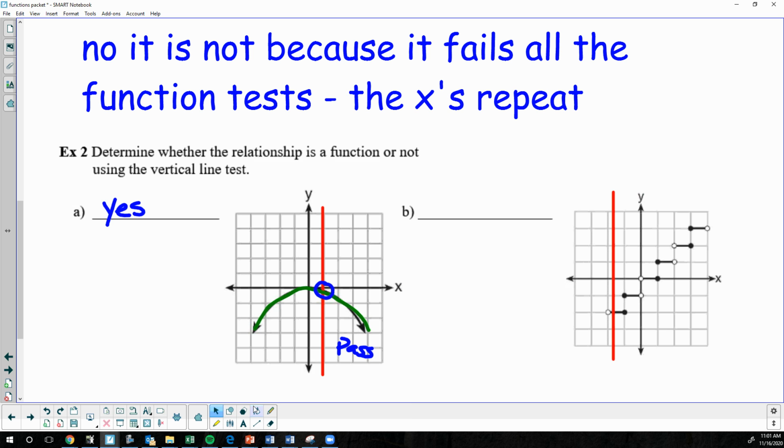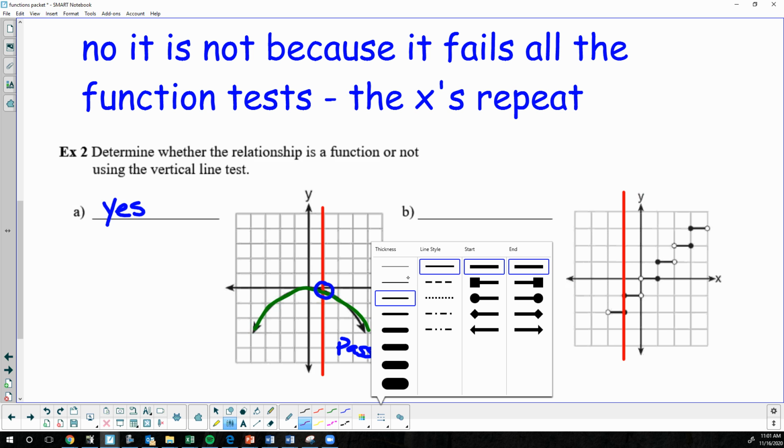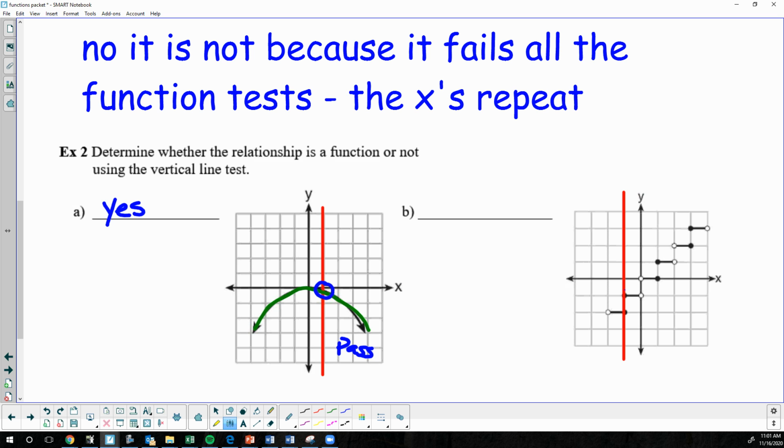All right, so then we look here at the second one. And the second one's a little tricky because some places it does pass. If I put the vertical line right here, it only touches the one time, right where my cursor is. But if I move the vertical line to right here, then we're encountering a little bit of trouble. And you'll notice here it touches twice. That's all it needs. It can pass in some places, but if it fails in one or more places, then the overall answer is no.